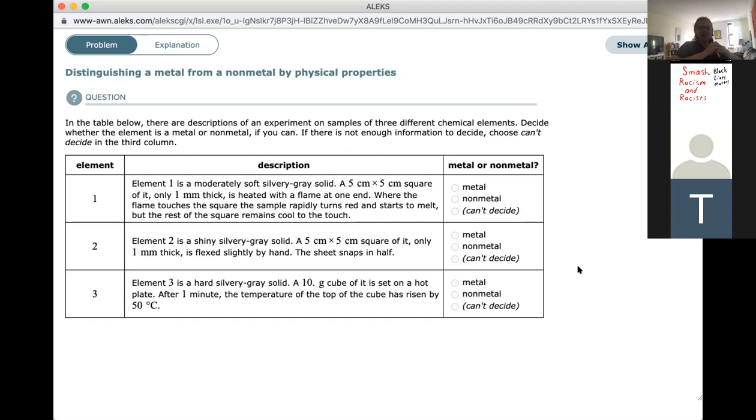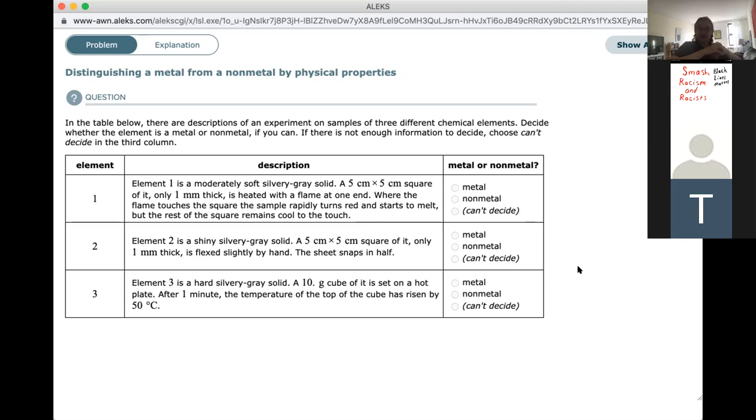Now let's look at element 2. Element 2 is shiny. Shiny usually means metals, but again, there are some shiny elements that are nonmetals, like carbon can be. Silicon can be shiny. Element 2 is shiny, solid, so it could be a metal. A 5 centimeter by 5 centimeter square of it, only 1 millimeter thick.